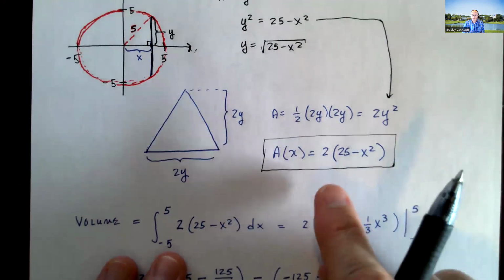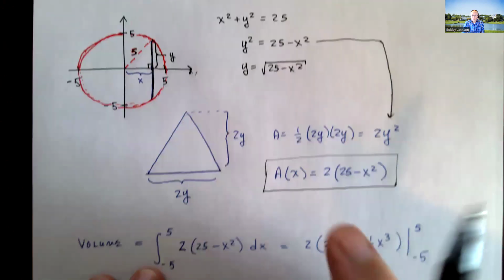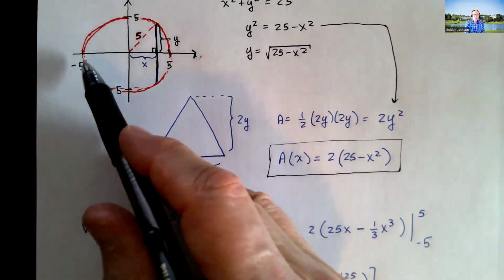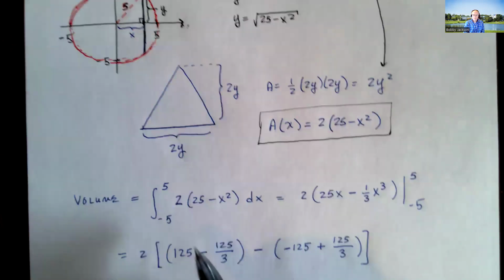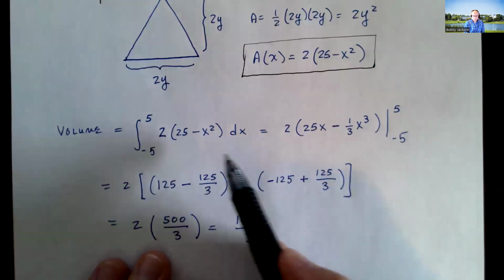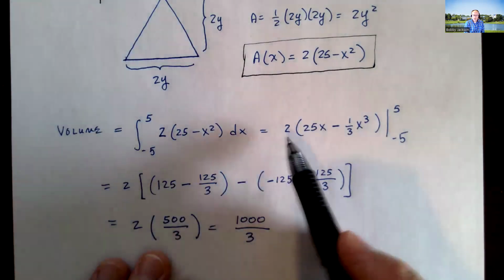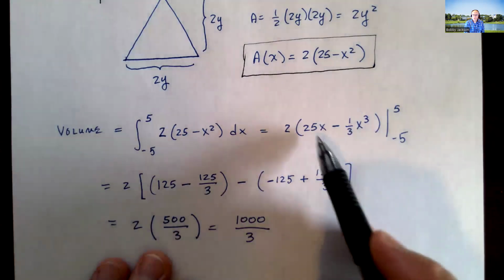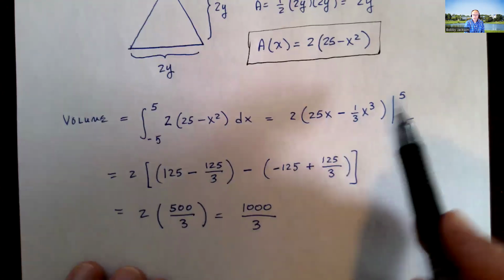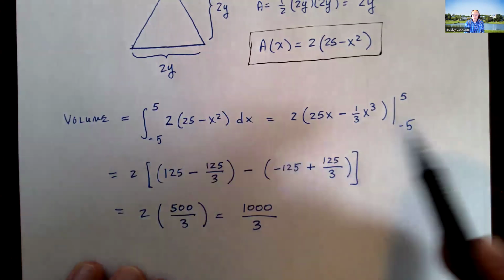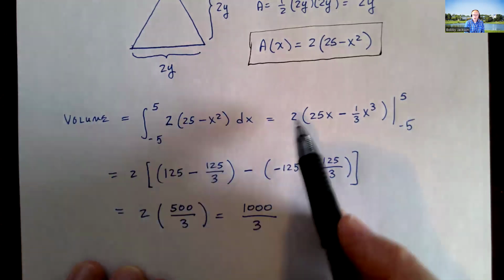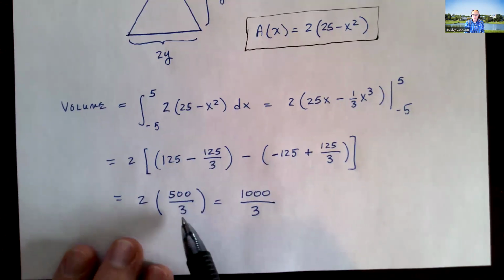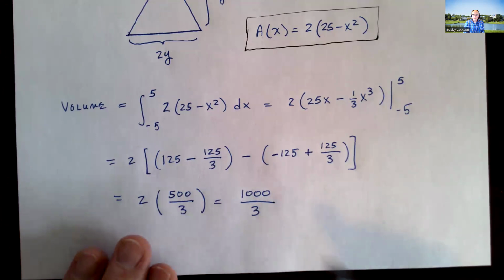Okay, so how do we find the volume of this solid? Remember, we integrate this cross-sectional area, in this case from x equal -5 to 5. So in doing that, 2 is a constant multiple pulled out. The antiderivative of 25 minus x squared is 25x minus 1/3 x cubed. I plug in and evaluate this at 5 and at -5, with the 2 pulled out here. And if I do that calculation in here, I get 500 thirds, times 2 is 1,000 thirds.